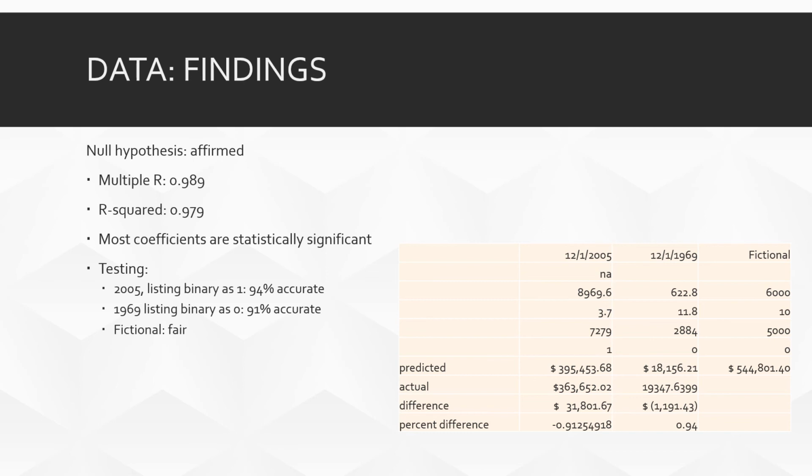Also using data from the 1969 listing, as it listed a binary of 0, it was 91% accurate. And over to the right, you'll see the fictional amount that I came up with, and judging that on the actual amounts and predicted amounts from 2005 and 1996, it looks quite fair.